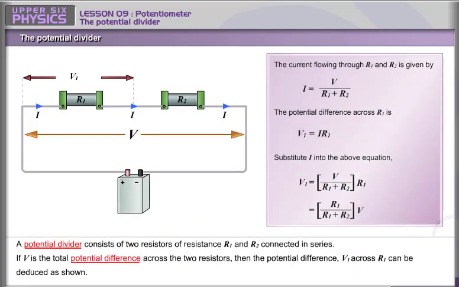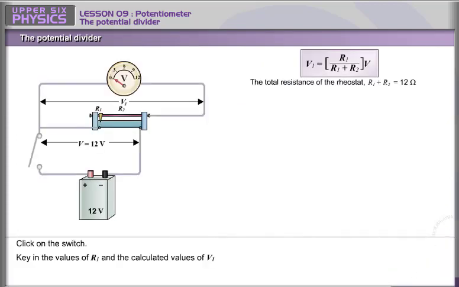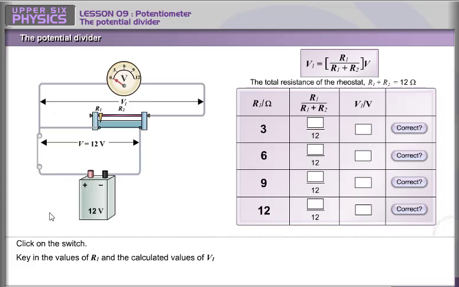A potential divider consists of two resistors of resistance R1 and R2 connected in series. If V is the total potential difference across the two resistors, then the potential difference V1 across R1 can be deduced as shown. Click on the switch. Key in the values of R1 and the calculated values of V1.